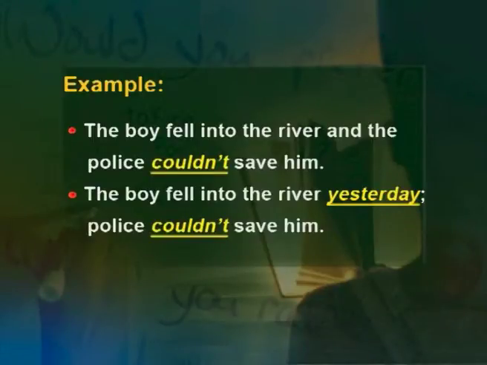But if we want to use a negative action, couldn't is used for both general as well as specific. Let us understand that by an example. The boy fell into the river. The police couldn't save him. The boy fell into the river yesterday. The police couldn't save him. So, in both the general actions and the specific actions, couldn't is used, but in specific actions, could can be used and was able to or managed to could be used.